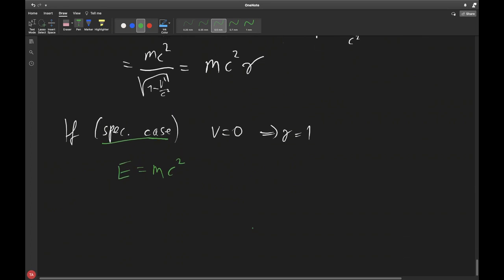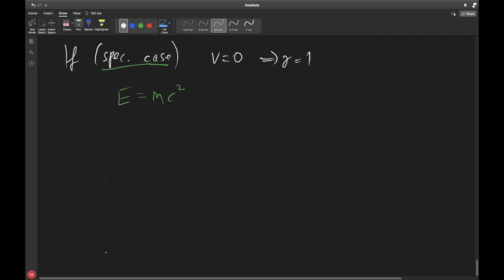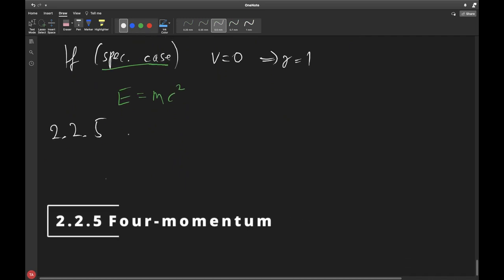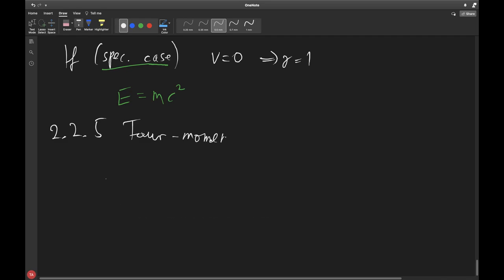Now that we have discussed the 3-momentum, let's discuss the 4-momentum. 2.2.5 is the 4-momentum. I hope you remember that the notation there was p^mu, right? If we're discussing x^mu as the 4 coordinates, then this is going to be denoted with p.